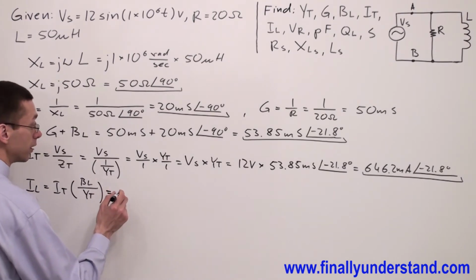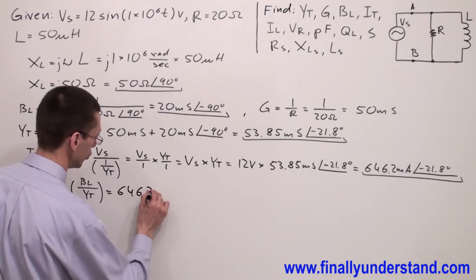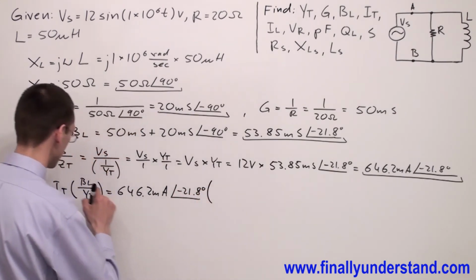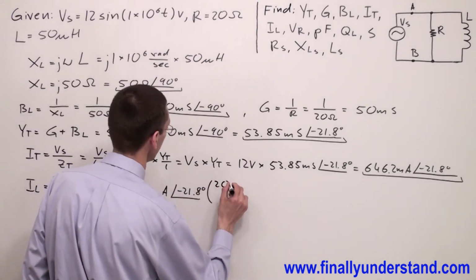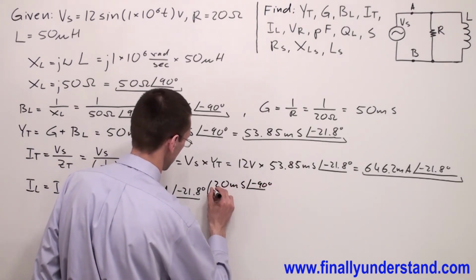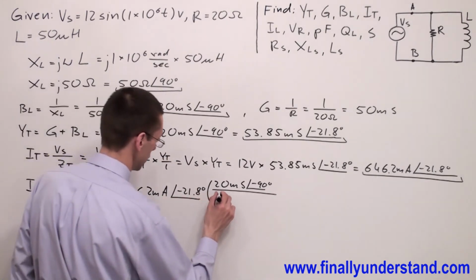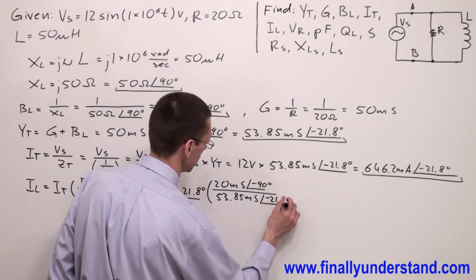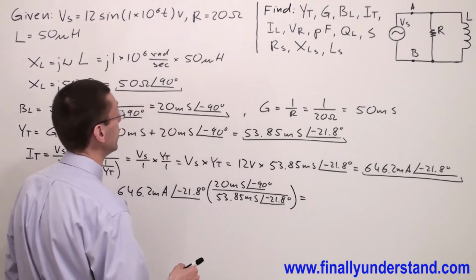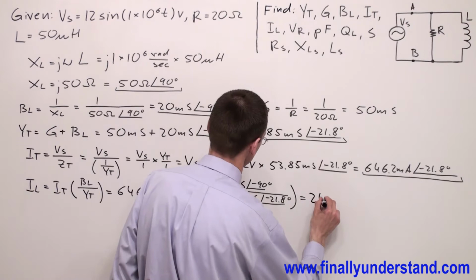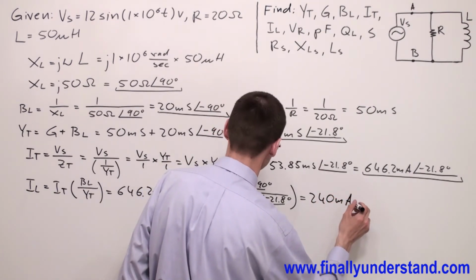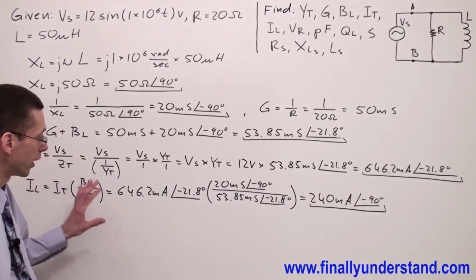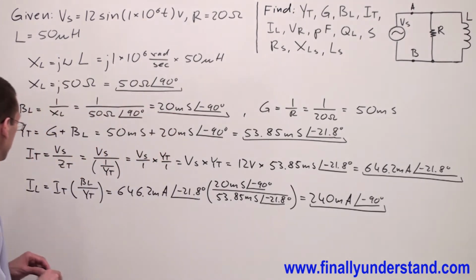So I have I total equals 646.2 milliamps and angle of negative 21.8 degrees times BL, which is equal to 20 millisiemens and angle of negative 90 degrees, over Y total, which is equal to 53.85 millisiemens and angle of negative 21.8 degrees. This is equal to 240 milliamps and angle of negative 90 degrees. Again, I did this the long way, just to make you practice the current division law.